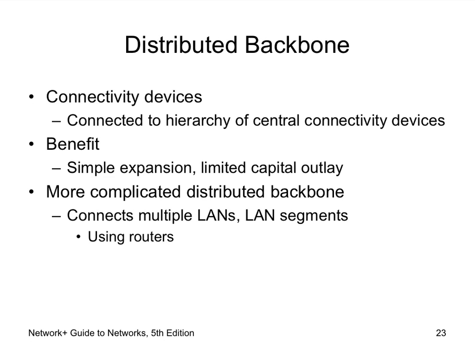So a distributed backbone talks about connecting a hierarchy of different types of connectivity devices, from LANs, WANs, MANs. The benefit of this is simple expansion, and it can be more complicated when you're connecting different types of LANs and LAN segments. In this case, you would use routers to do that. Like in here, we have a router, but like I said, most classrooms don't. But we have a router because we are disconnected from our quote-unquote network here on campus.